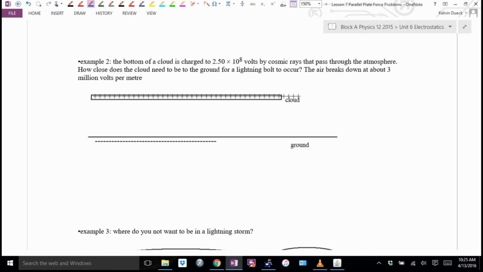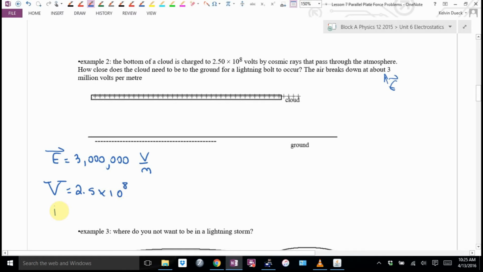Keep in mind that the air breaks down at about 3 million volts per meter. Volts per what? You know what? This is the electric field. In this case, the electric field is 3 million volts per meter. We know that the voltage that this cloud has is 2.5 times 10 to the 8th. And we would like to figure out how close the cloud needs to be to the ground for the spark to occur, for lightning to occur.